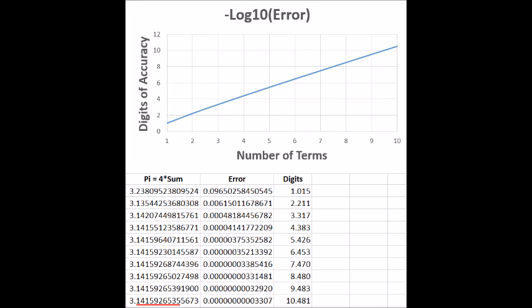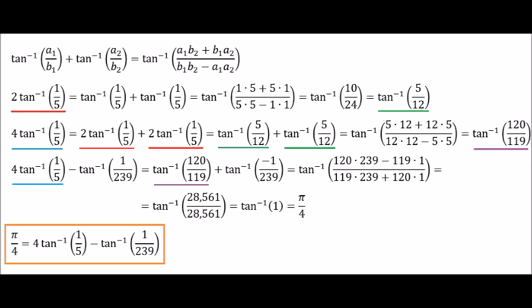Digits of accuracy are plotted here. This time we have 10 digits after 10 terms. That seems like the best one thus far. Do you think we could do any better? Of course we can. Technically, there are an infinite number of these.